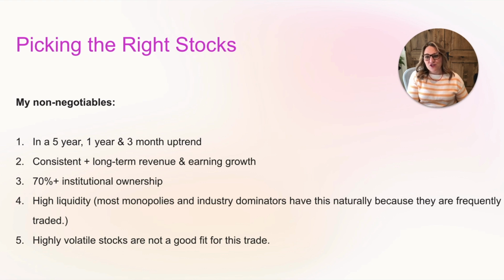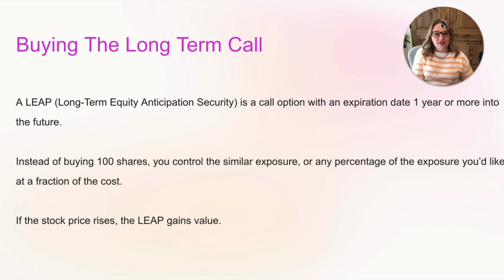And number five is just that highly volatile stocks are not a good fit for this trade. I've tried it. It's been very annoying. I would suggest not doing it. Okay. All right. So buying the long-term call.